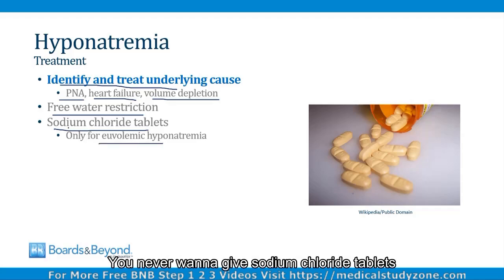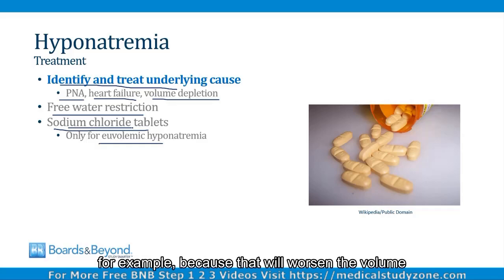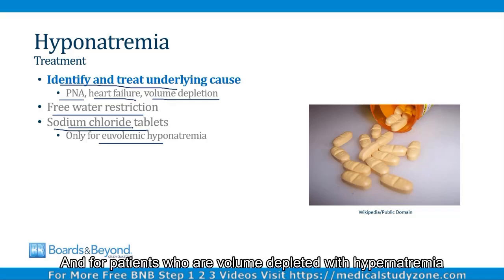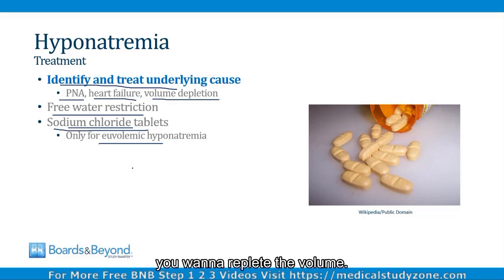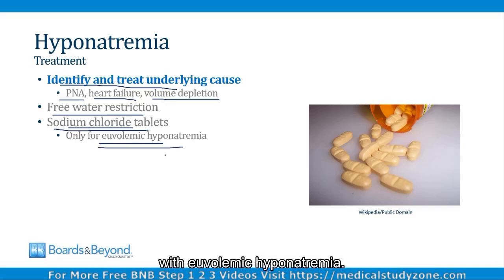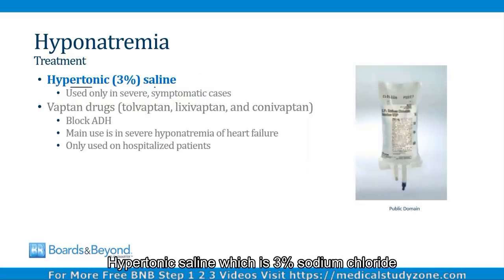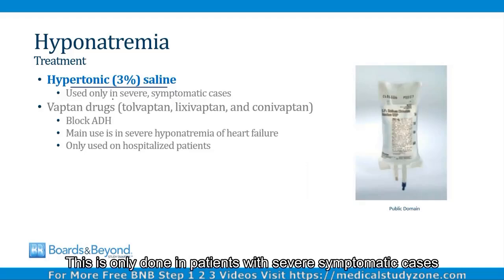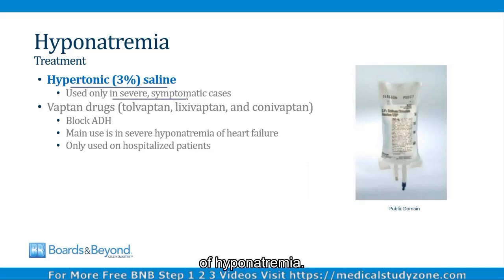You never want to give sodium chloride tablets to a patient who has heart failure or cirrhosis, for example, because that will worsen the volume overload that that patient already has. And for patients who are volume depleted with hyponatremia, before you give sodium chloride tablets, you want to replete the volume. So sodium chloride tablets are only in patients with euvolemic hyponatremia. Hypertonic saline, which is 3% sodium chloride, can be used to raise the serum sodium. This is only done in patients with severe symptomatic cases of hyponatremia.